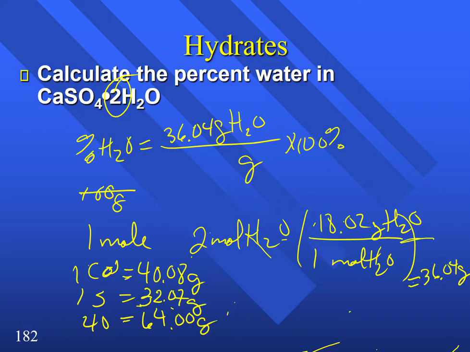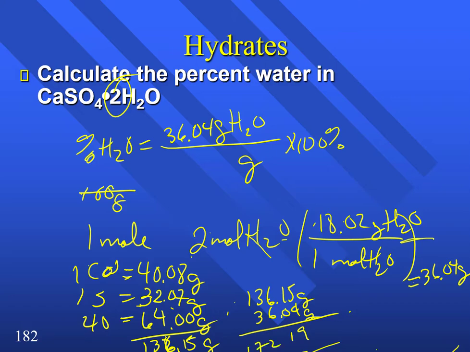But what I usually do, I usually multiply, because the reason why you don't want to do 16 times 4, it tells you my last digit's right. And that adds up to 136.15. So that's the CaSO4. But I also have 36.04 grams of water. Don't forget that water's still there. Total: 172.19.